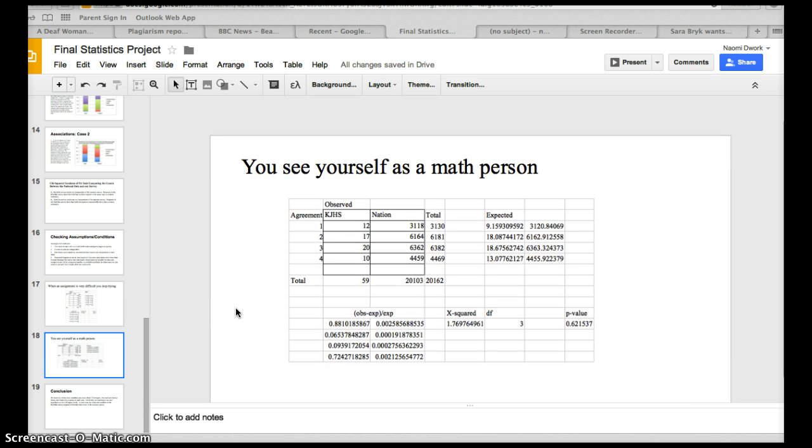Okay, in this case, once again, we got a chi-squared of 1.769, degrees of freedom 3, and the p-value 0.62, so again, no association is seen between the variables.